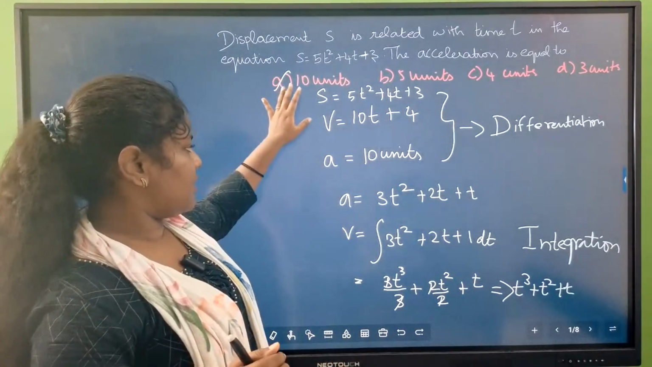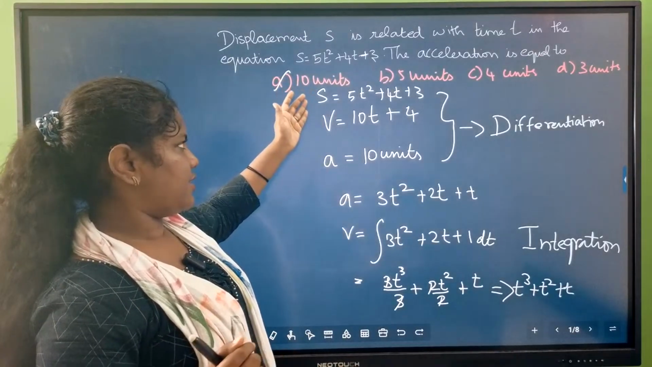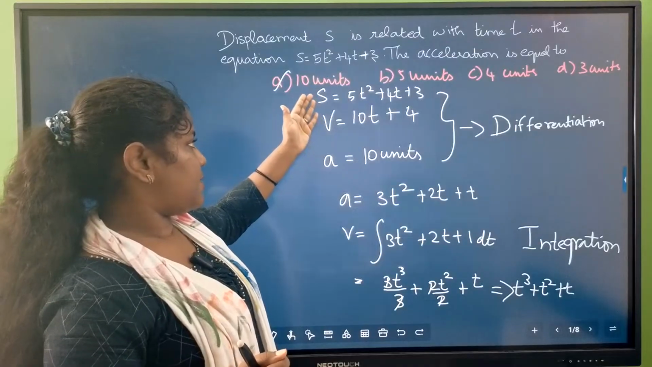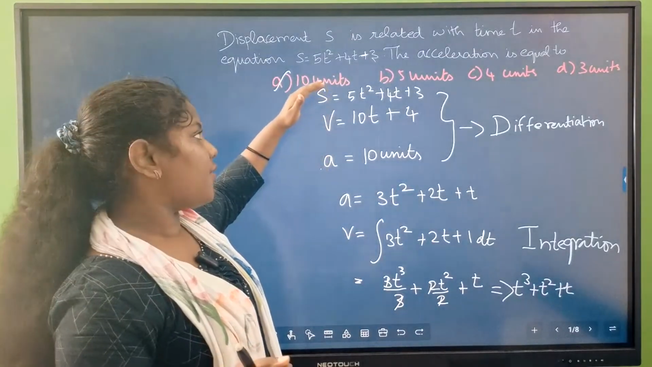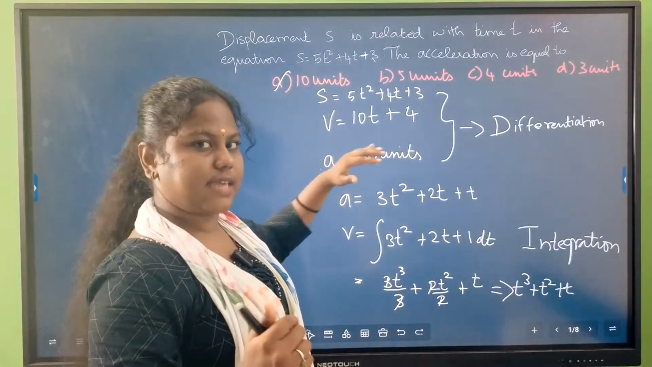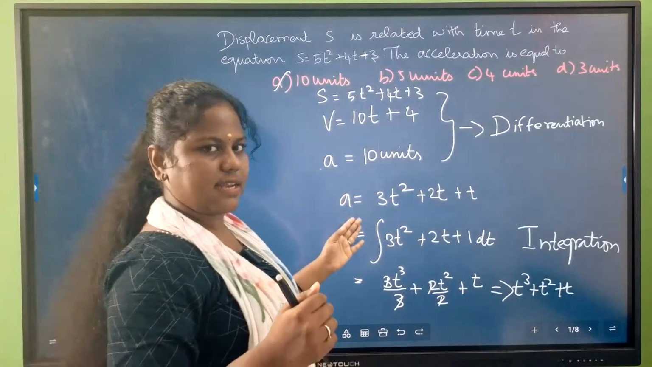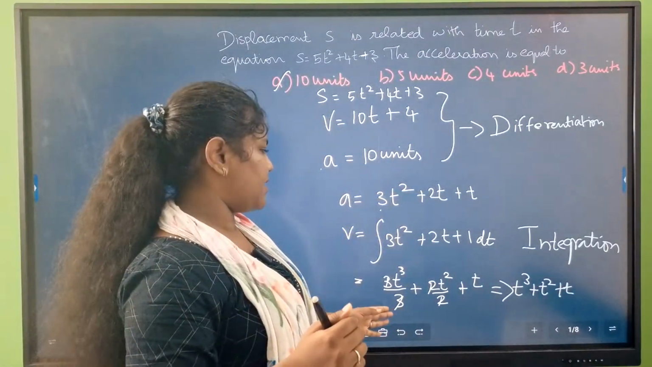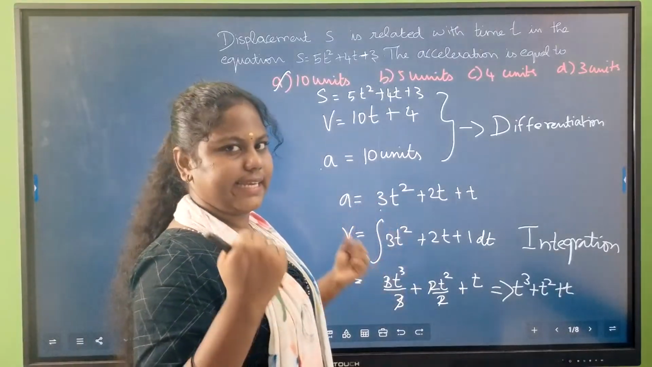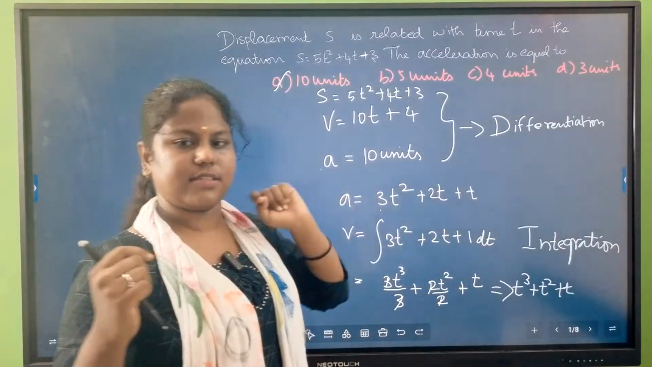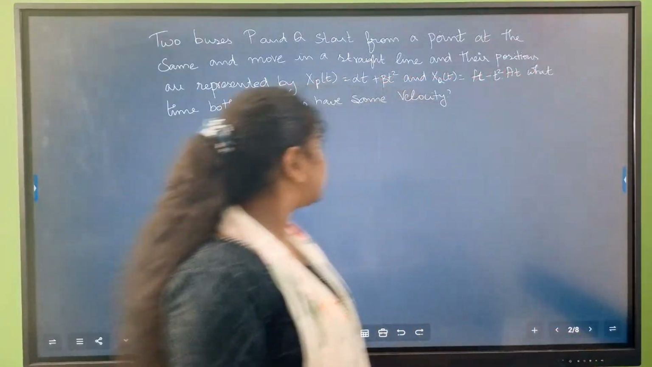If they ask acceleration from displacement, you have to go for differentiation. From displacement, we are going for velocity, and from velocity, we are going for acceleration. The order of the equation is decreasing in this case. This will be opposite in this case. If they have given acceleration, you have to go for velocity and displacement. So the case is completely opposite. So your powers will increase. So you have to go for integration. Okay? Yes. What is the next question for discussion?